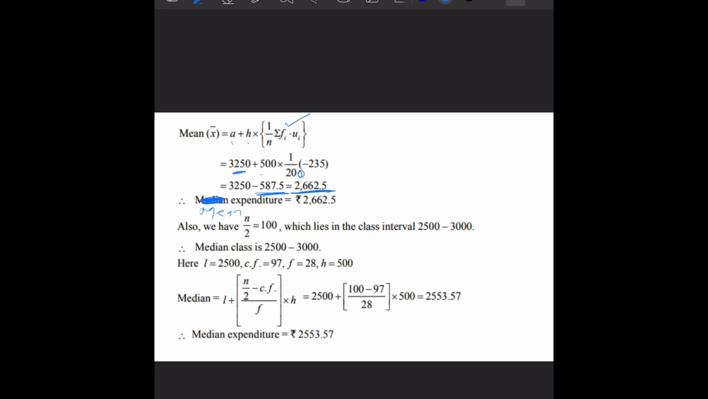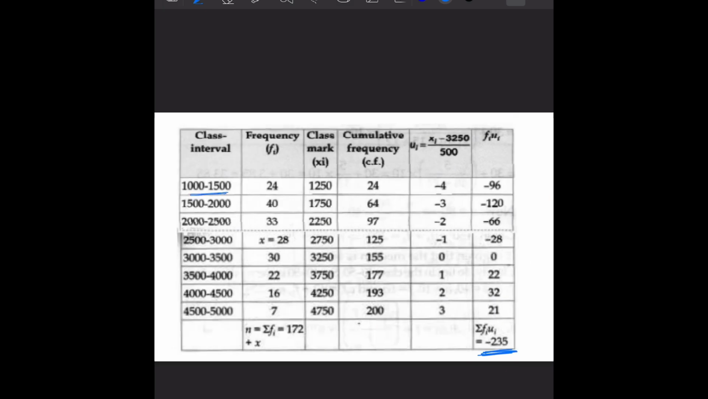Also, we have n by 2 as 100. What is n? n is 200. 200 divided by 2 is 100, which lies in an interval. I guess आपको median class ढूंढनी होती है. n by 2 से थोड़ा सा ऊपर, 100 के ऊपर क्या आएगा? Frequency 125, और 125 का class कौन सा हो जाएगा? 2500 से लेके 3000.